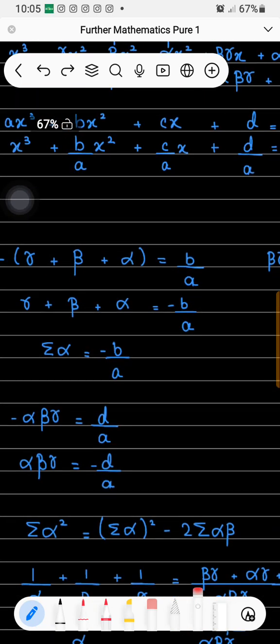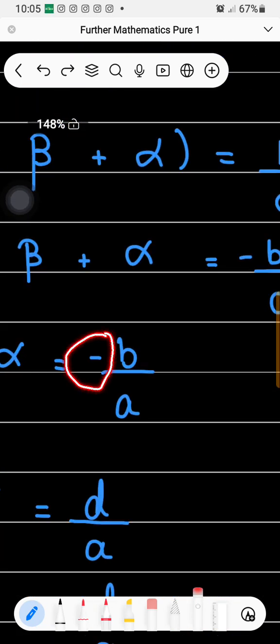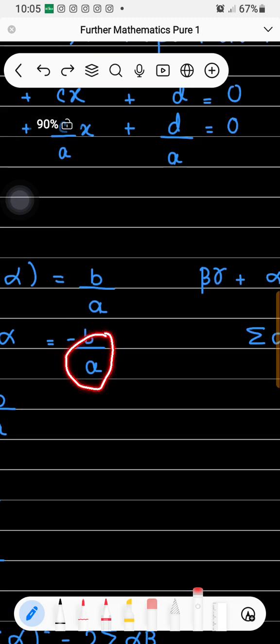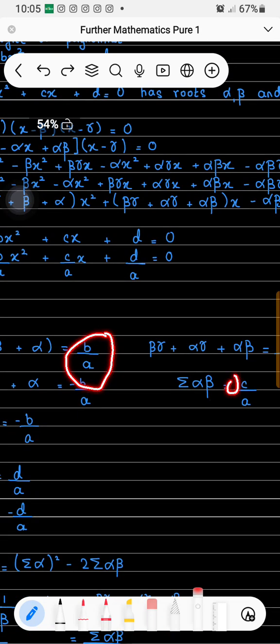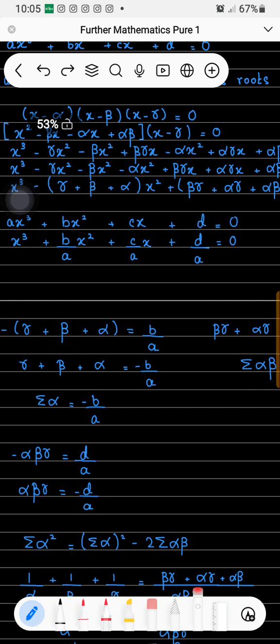If we notice this, sum of alpha is negative, sum of alpha beta is positive, then alpha beta gamma is negative d upon a. There is a change in signs: negative, positive and negative. If I do this, sum of alpha, sum of alpha beta and alpha beta gamma, first will be negative, then positive, then negative.